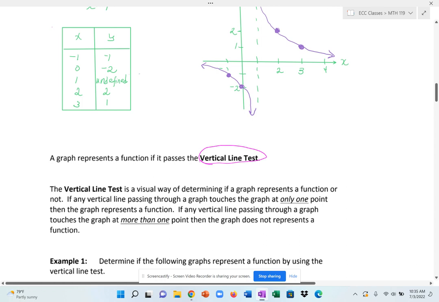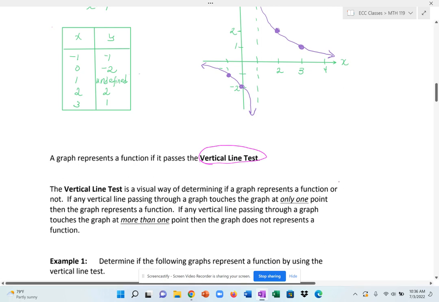And the way it works is the vertical line test is a visual way of determining if a graph represents a function or not. If any vertical line passes through a graph and touches the graph at only one point, then the graph represents a function. If a vertical line passes through the graph at more than one point, then it will not be a function.